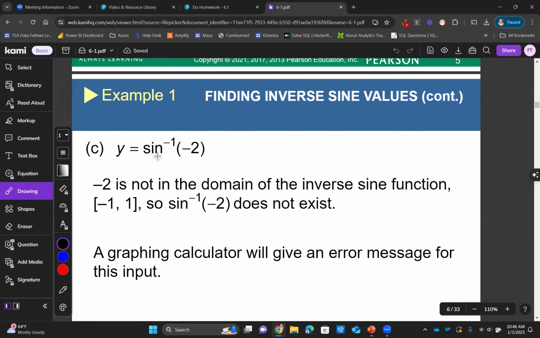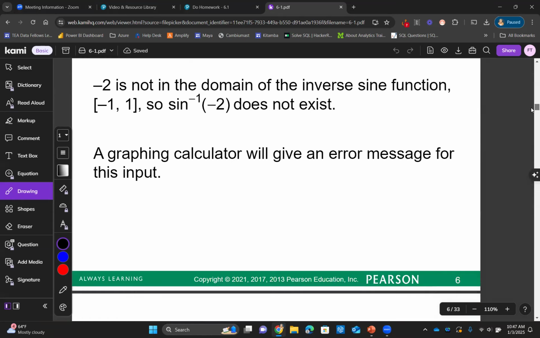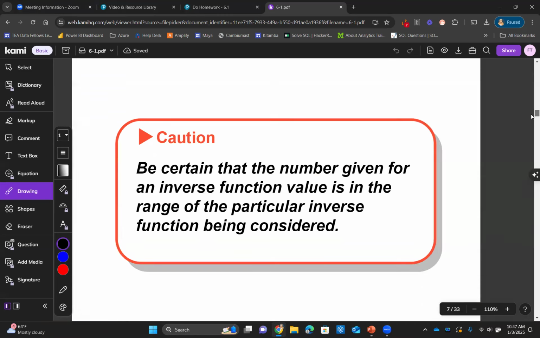Sine values are always restricted between negative 1 and positive 1. For any angle, the sine value cannot be more than 1 or less than negative 1. So if you're looking for an angle whose sine value is equal to negative 2, such an angle does not exist, because for any angle in trigonometry, the sine value cannot be less than negative 1. Negative 1 is the lowest you can get for the sine value of any angle. If you put this question into a graphing calculator, you will see an error message because sine cannot take more than 1 or less than negative 1.